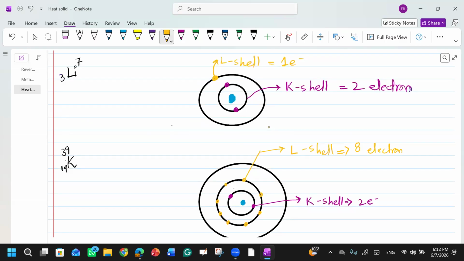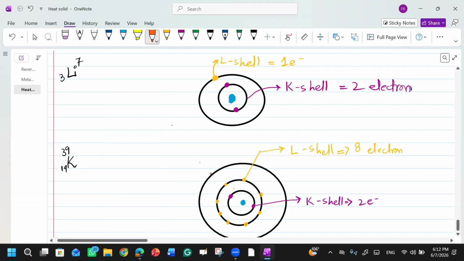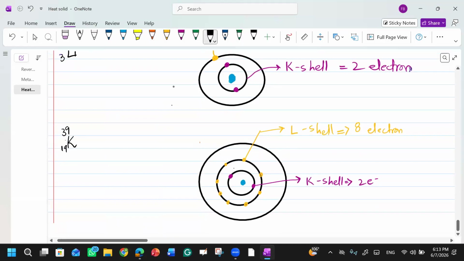Sorry, I can't hear you. The next shell is the M shell, okay? The capacity of the M shell is that it can fill 18 electrons. Now you see how many electrons are left behind. If you see this, we have 19 electrons in potassium.